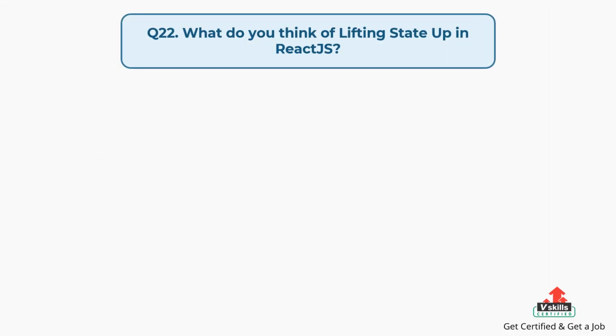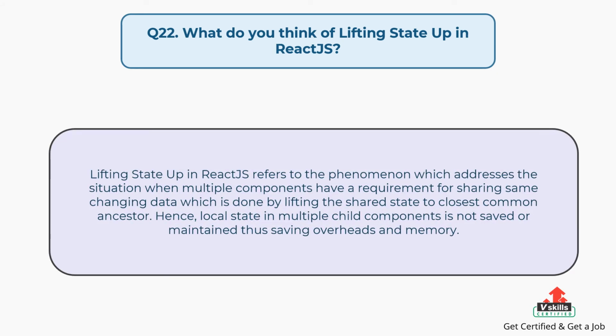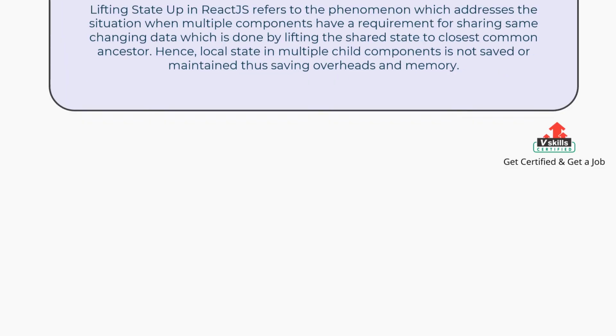Question number 22. What do you think of lifting state up in ReactJS? The answer is, lifting state up in ReactJS refers to the phenomenon which addresses the situation when multiple components have a requirement for sharing the same changing data, which is done by lifting the shared state to the closest common ancestor. Hence, local state in multiple child components is not saved or maintained, thus saving overheads in memory.